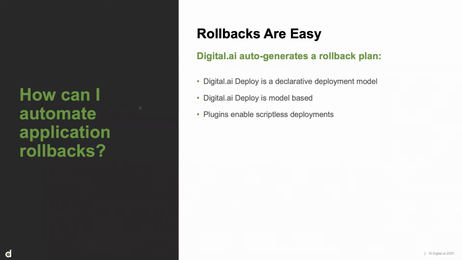How can I automate application rollbacks? Digital AI rollbacks are easy. Digital AI Deploy is a declarative deployment model. The deployment model is model-based, and the plugins enable scriptless deployments. Let's see how those rollbacks will work for us.